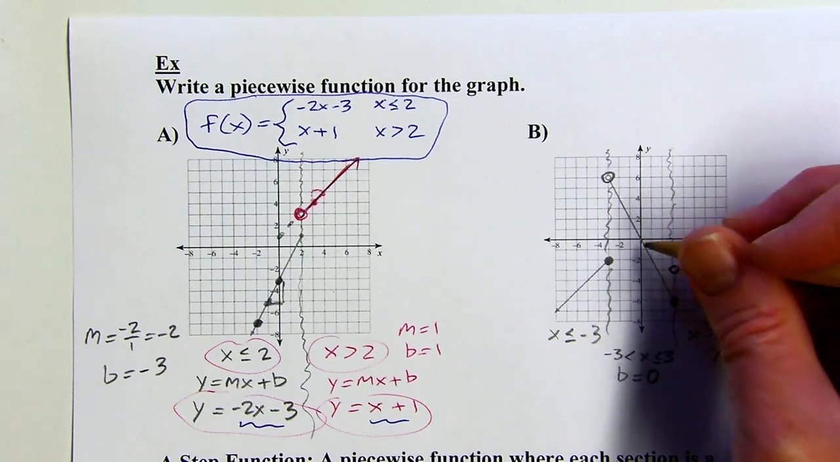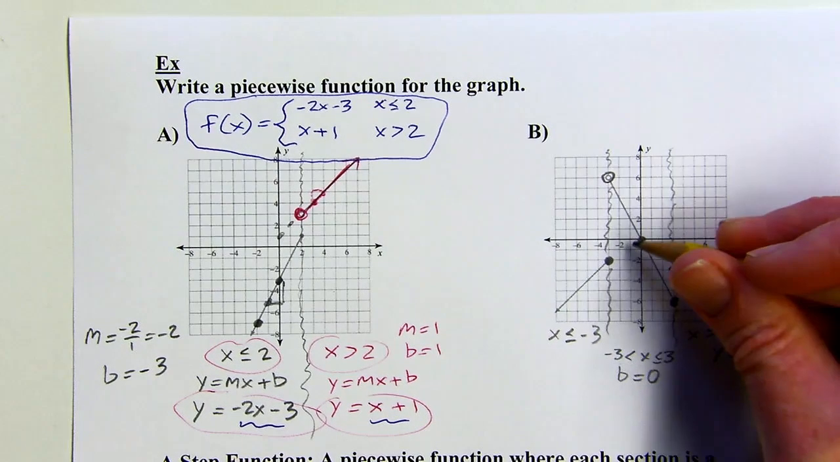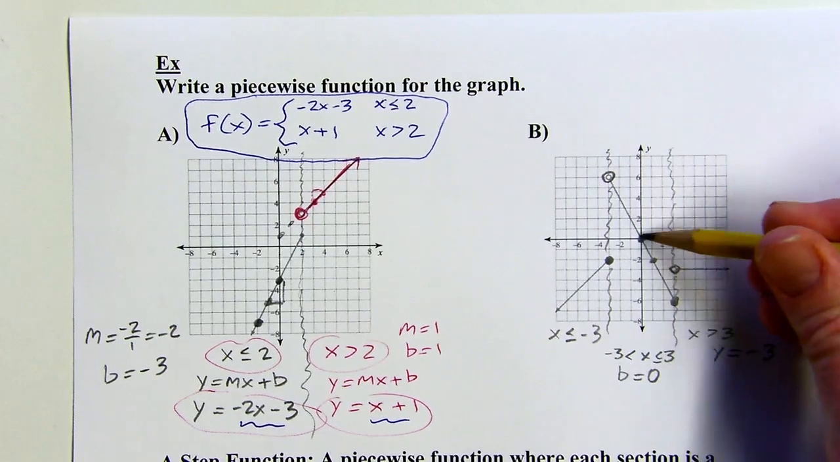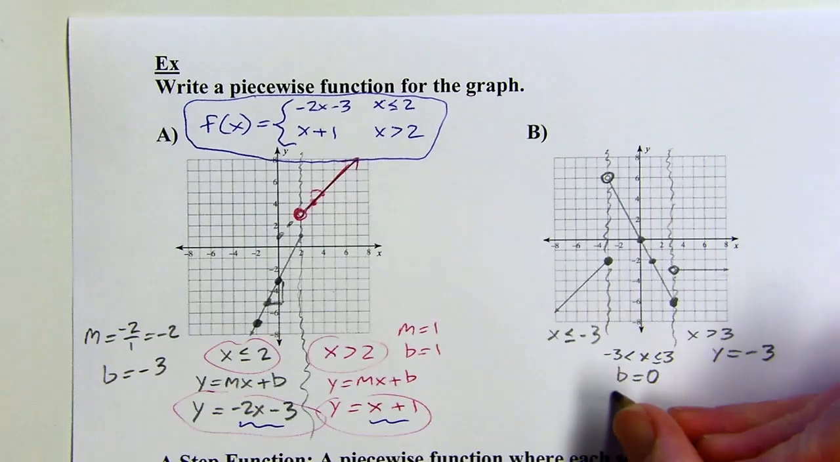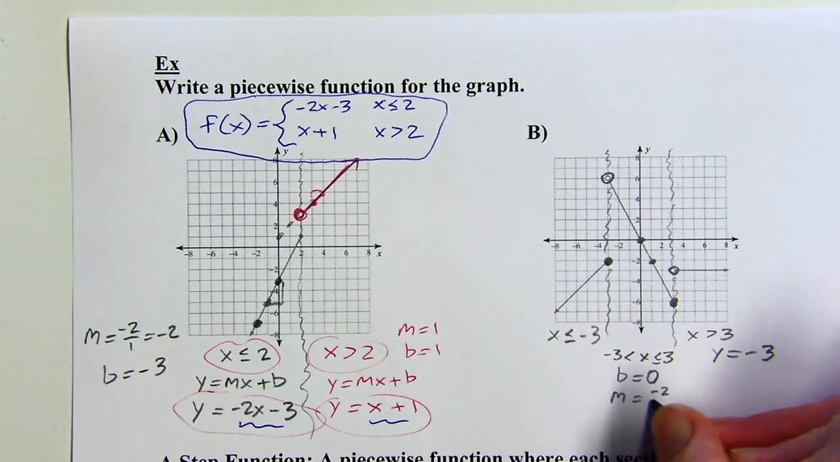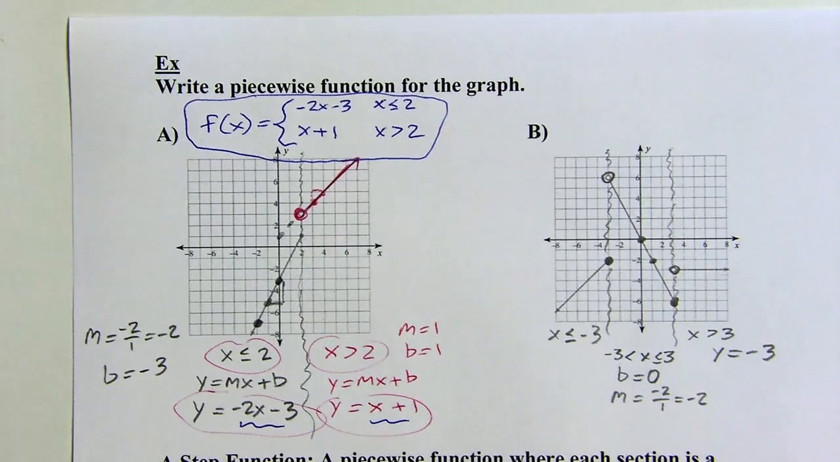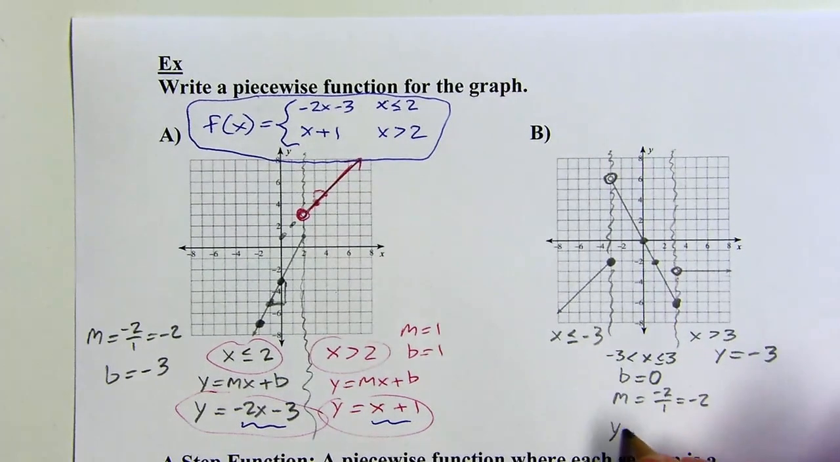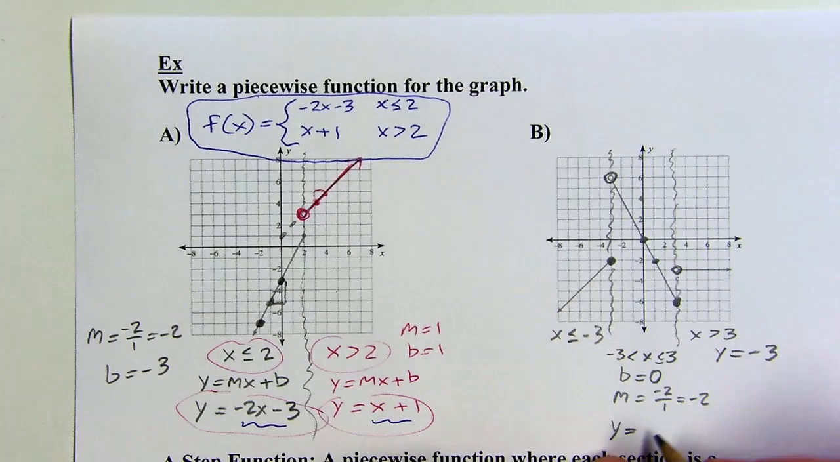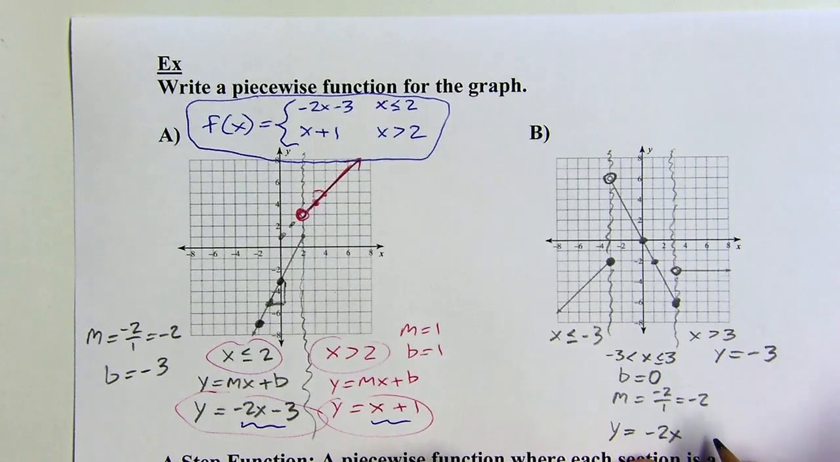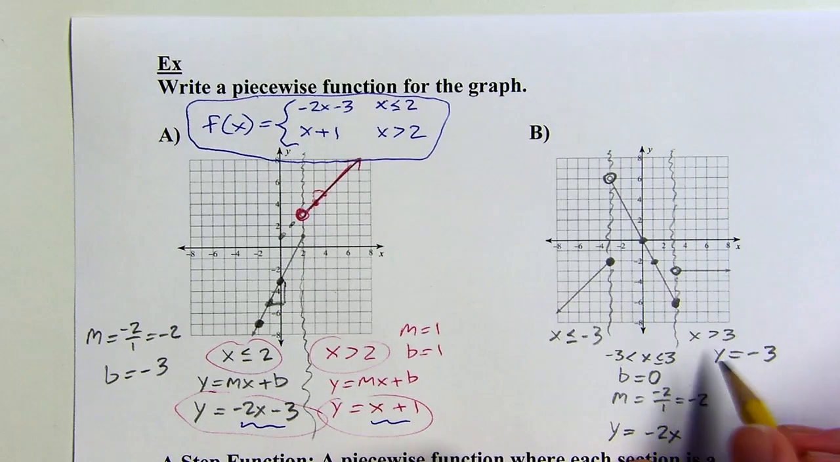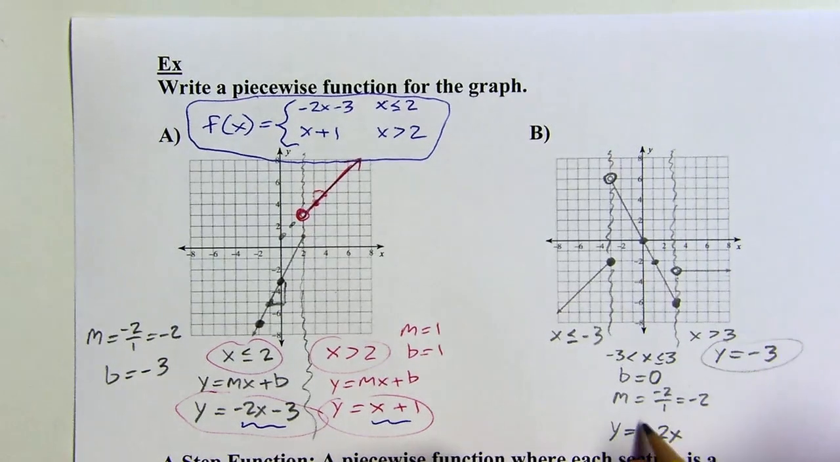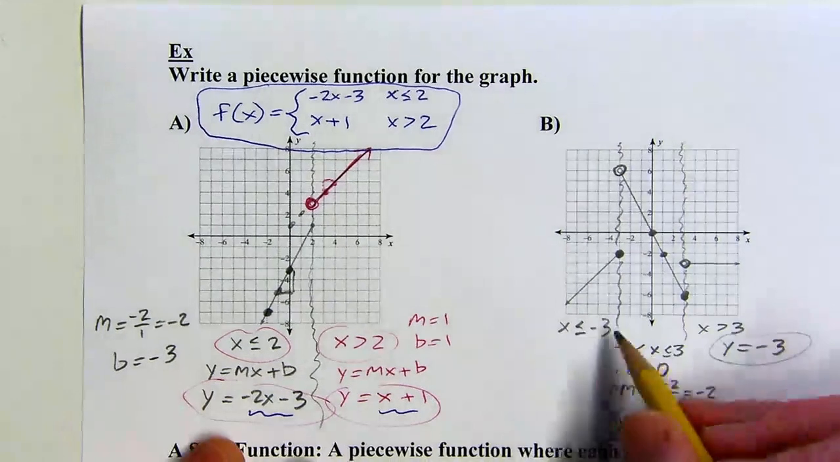And then my slope, let's find the slope. I'm just going to count points. So I'm thinking, okay, so it looks like I'm going down 2 to the right 1. So my slope is going to be negative 2. Okay, so then we can write an equation for that using y equals mx plus b. And then you could write plus 0, but you don't really need the plus 0. Okay, so I got 2 equations down so far. Let's find the last one.